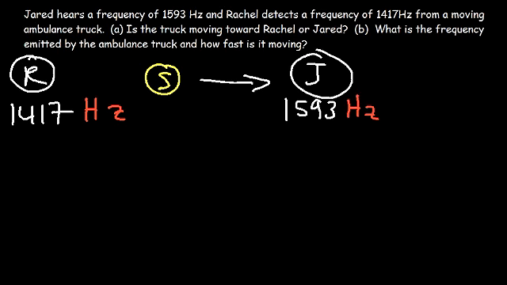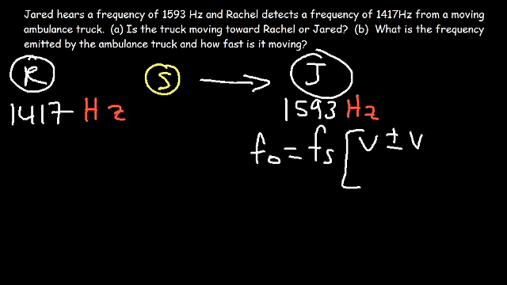Now, what is the frequency emitted by the ambulance truck and how fast is it moving? So we have two variables, the frequency and the speed. So we need two equations. So let's write an equation between the source and Jared first. FO is equal to Fs times V plus or minus VO divided by V minus plus Vs.